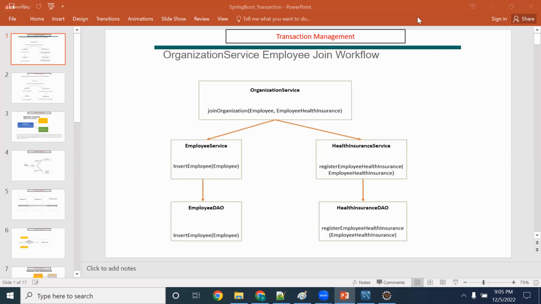Good evening, everyone. I hope everyone is able to hear me and see my screen. If possible, can someone please confirm if you are able to hear me clearly and see my screen? Yes, sir. Thank you.